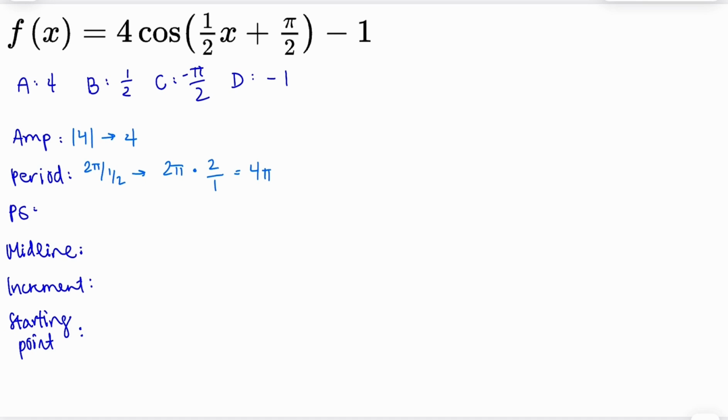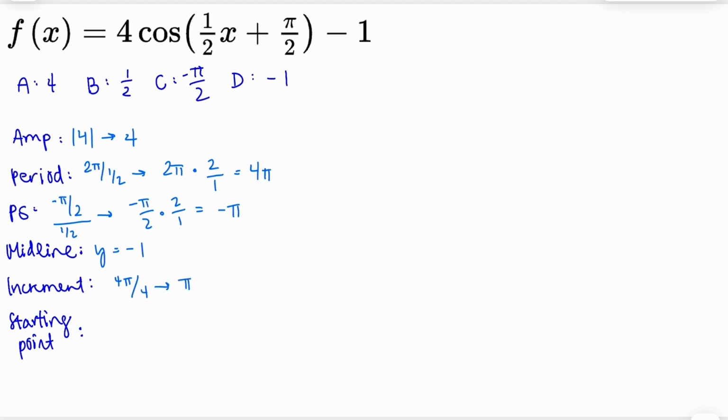Our phase shift is going to be c over b, which is the way I like to do it, even though that looks pretty messy right now. Negative pi over 2 over 1/2. Negative pi over 2 times 2 over 1. Looks like our phase shift is negative pi. Our midline is going to be y equals d, so that's y equals negative 1. Our increment is going to be our period divided by 4, which is pi.